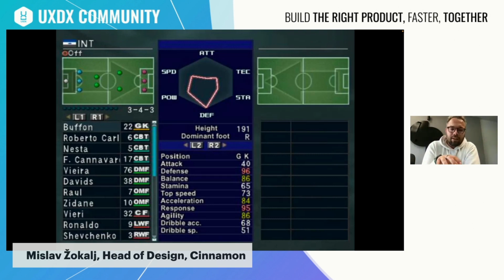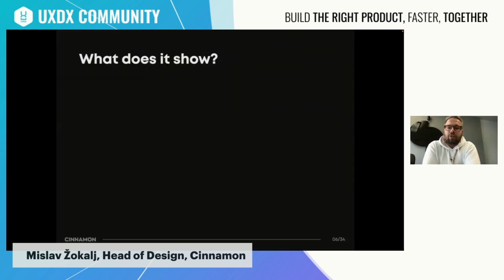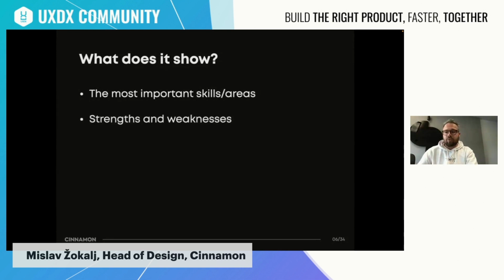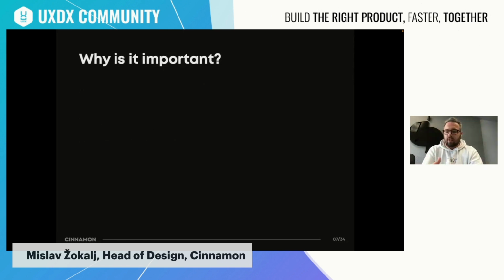But something stayed with me. As you can see, the map in the top part of the screen shows a few things. It shows the most important skills or areas that a certain player is regarded in. It shows their strengths and weaknesses, but it also gives us a baseline to compare with other players.